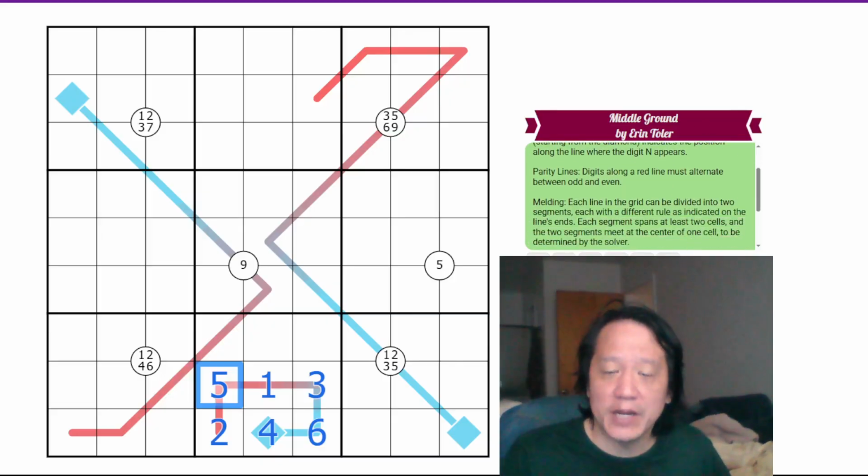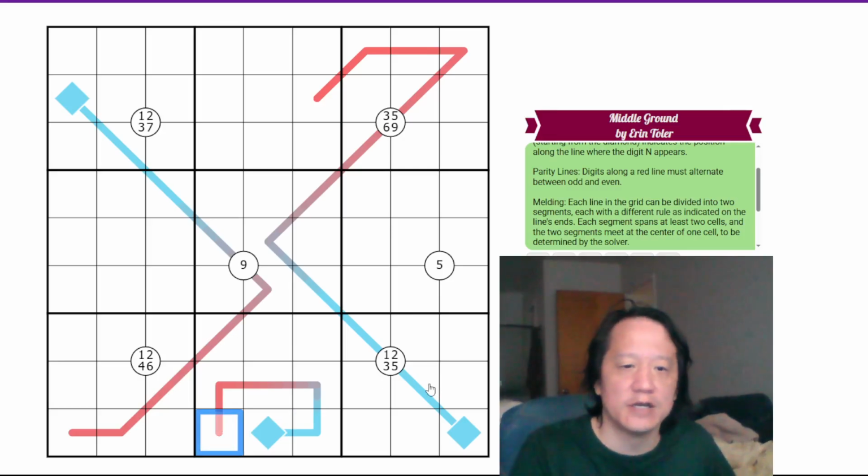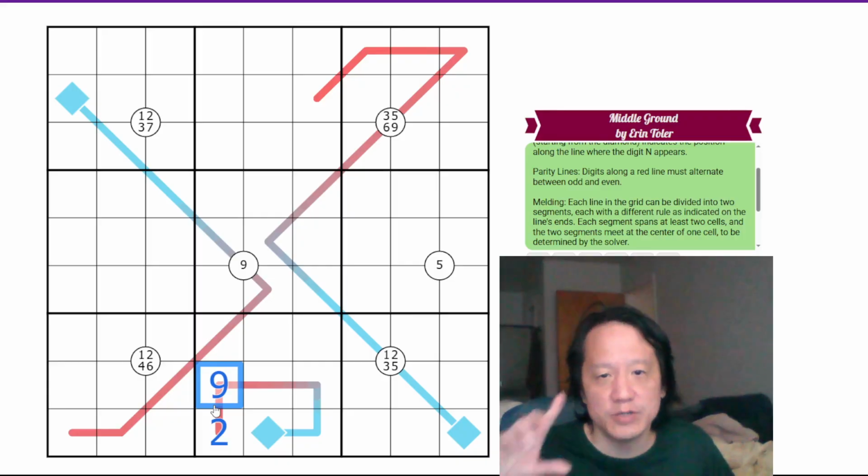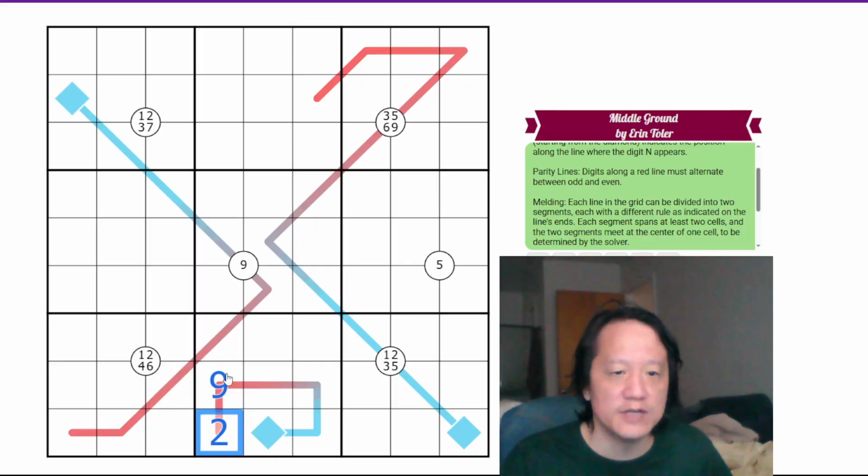We also have parity lines, where digits along a red line must alternate between odd and even. So say this was a parity line. If this were, say, a 2, this would have to be 1, 3, 5, 7, or 9, because you'll alternate between odd and even digits. 2 is an even digit, so the next digit next to it must be an odd digit. So that's an example of how parity lines work.